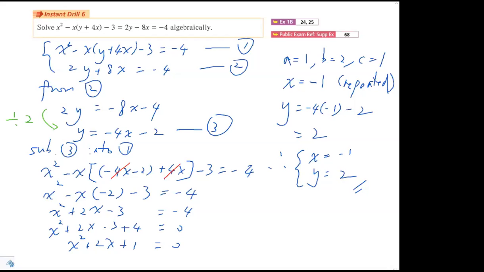All right, do you have any problems for this instant rule number 6? And then I'll clear the board.